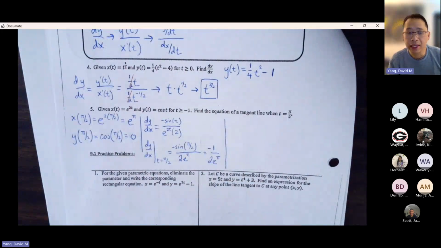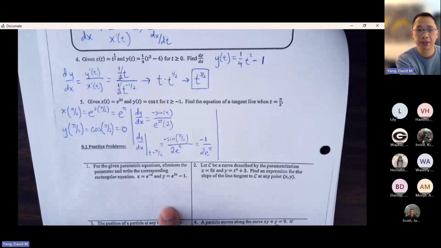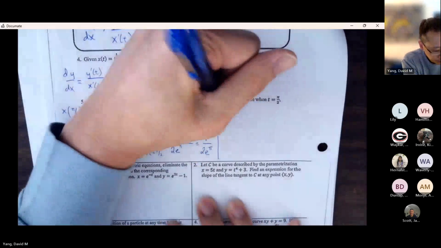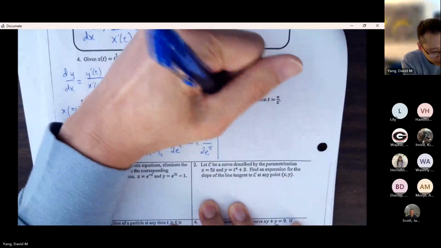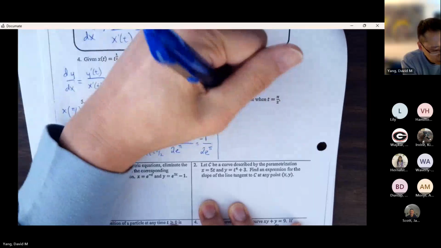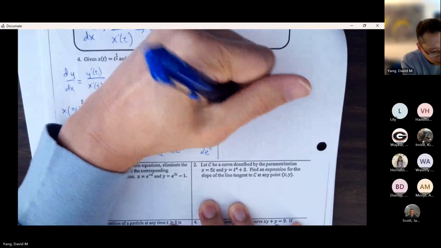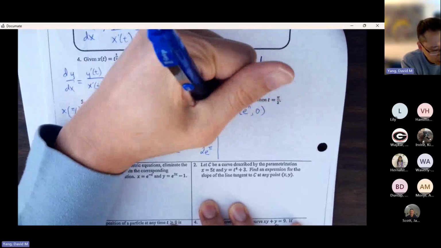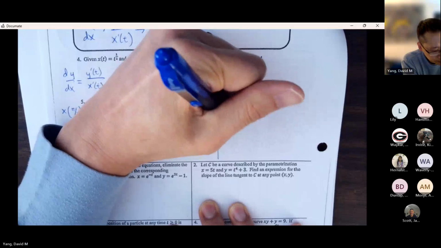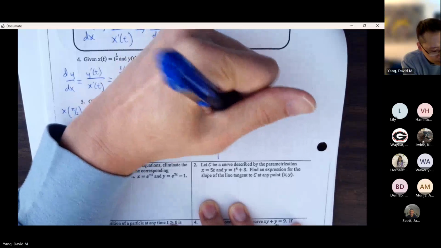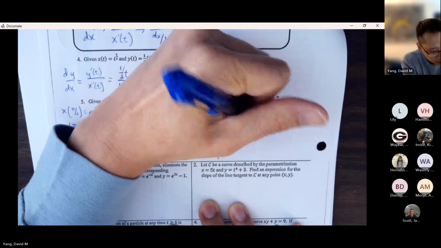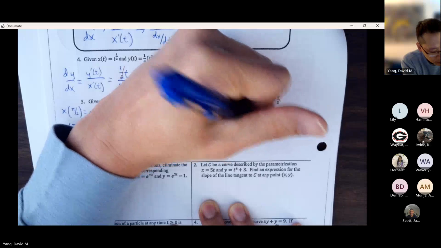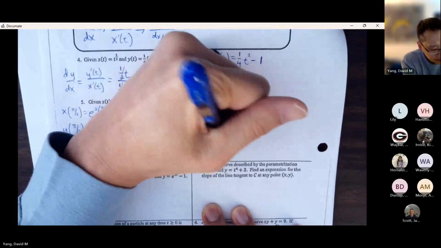All right, we have everything that we need to build our tangent line equation. We have our ordered pair. We have our slope. And then point slope form.